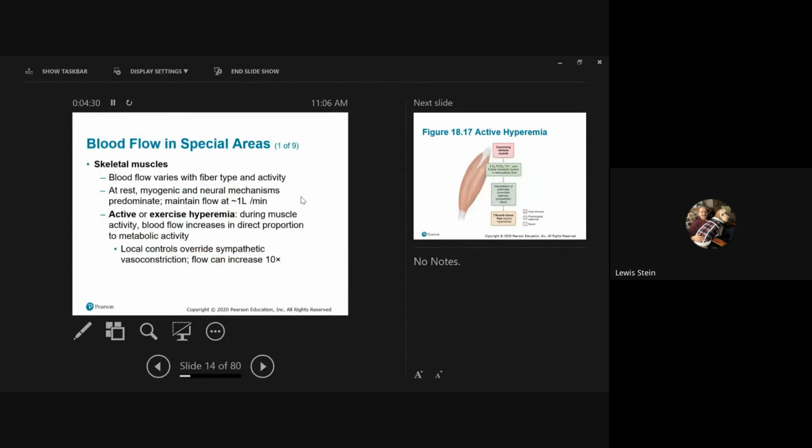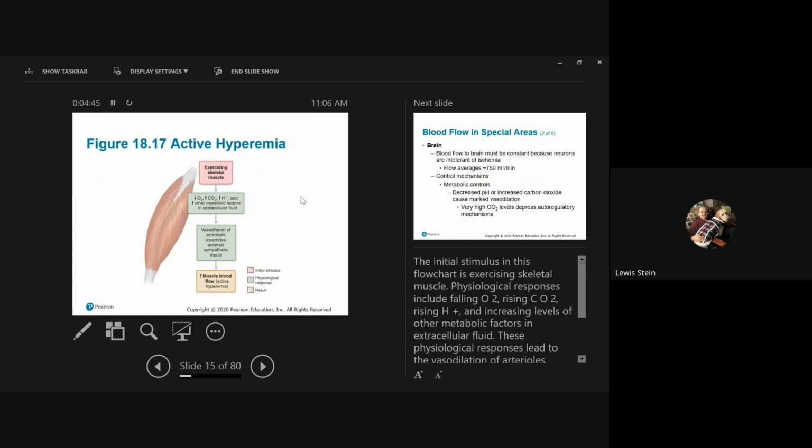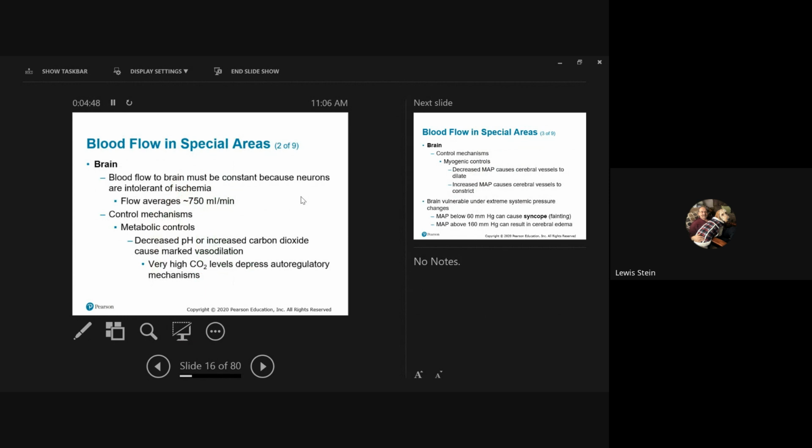And so it depends on the type of activity. At rest, the flow is relatively steady. And then you can see that with activity or exercise, blood flow increases directly proportional to that. And again, you can increase the blood flow dramatically. And they're just showing you some of the factors that are there.